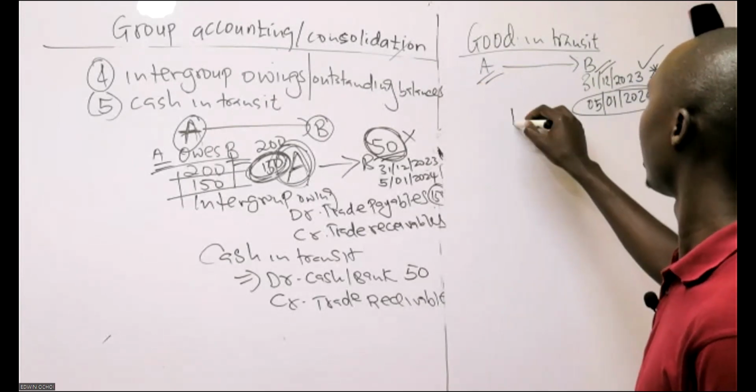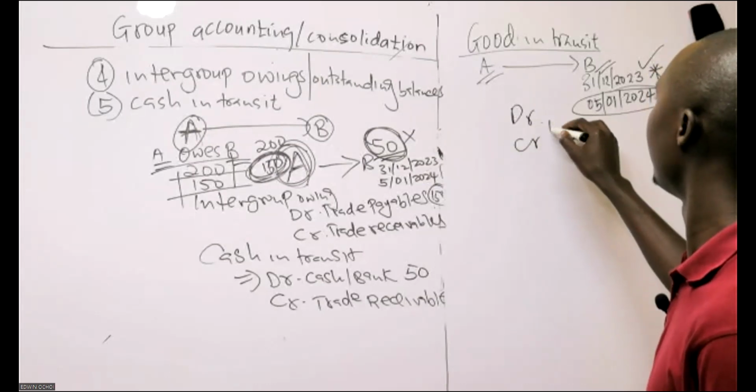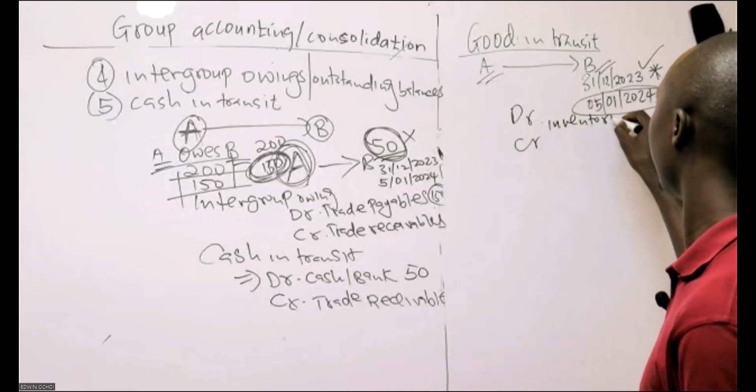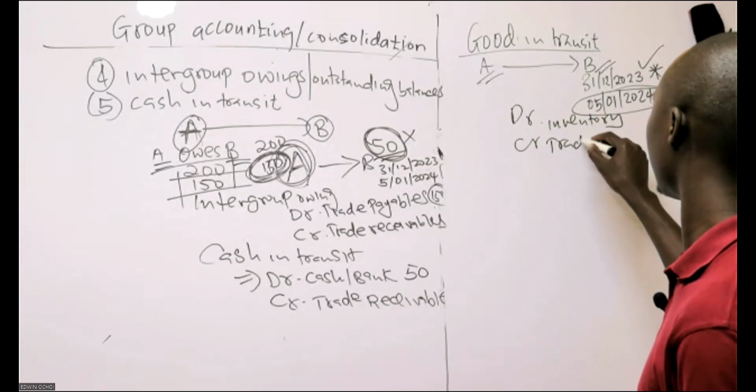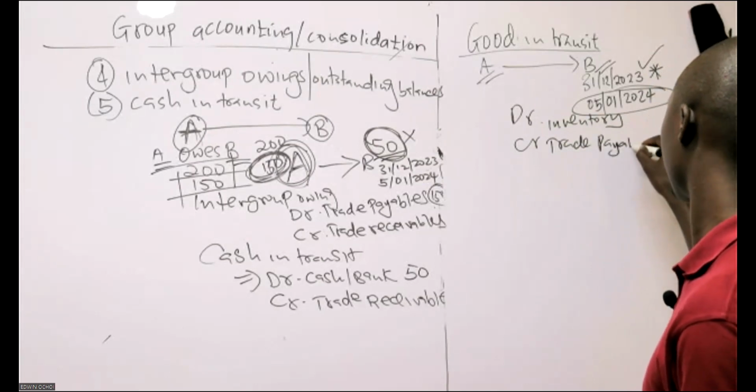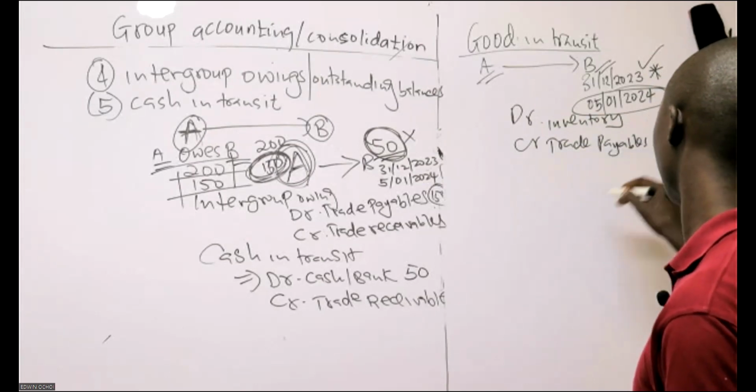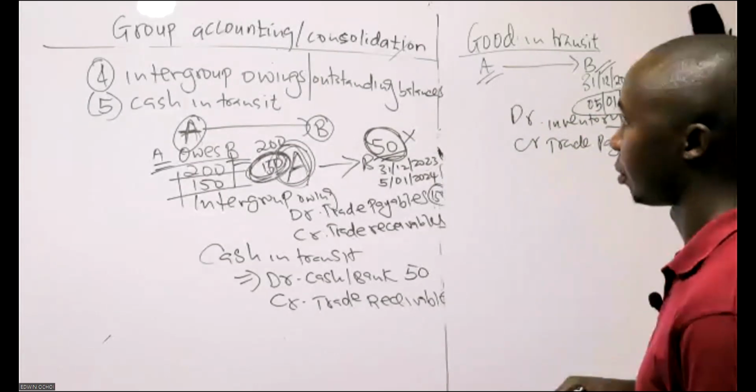So how would I record them? Debit, credit. So debit inventory, credit trade payables for the goods in transit.